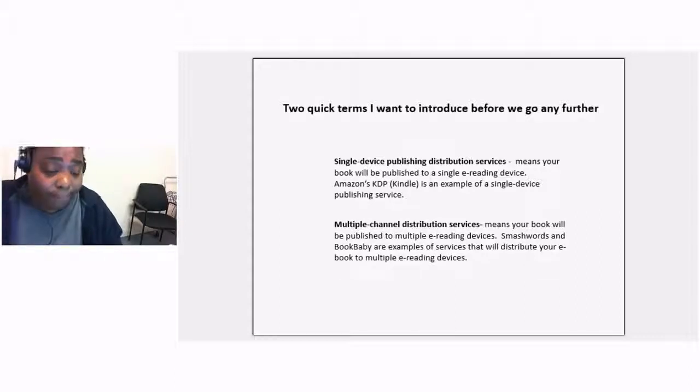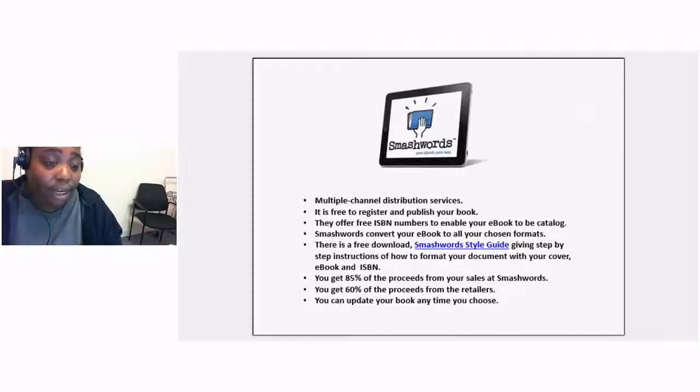to publish your ebook. The first one I'm going to talk about is Smashwords. Smashwords is a multi-channel distribution service. Okay, it's free to register and publish a book. And matter of fact, all of them are. But I just wanted to point those out.